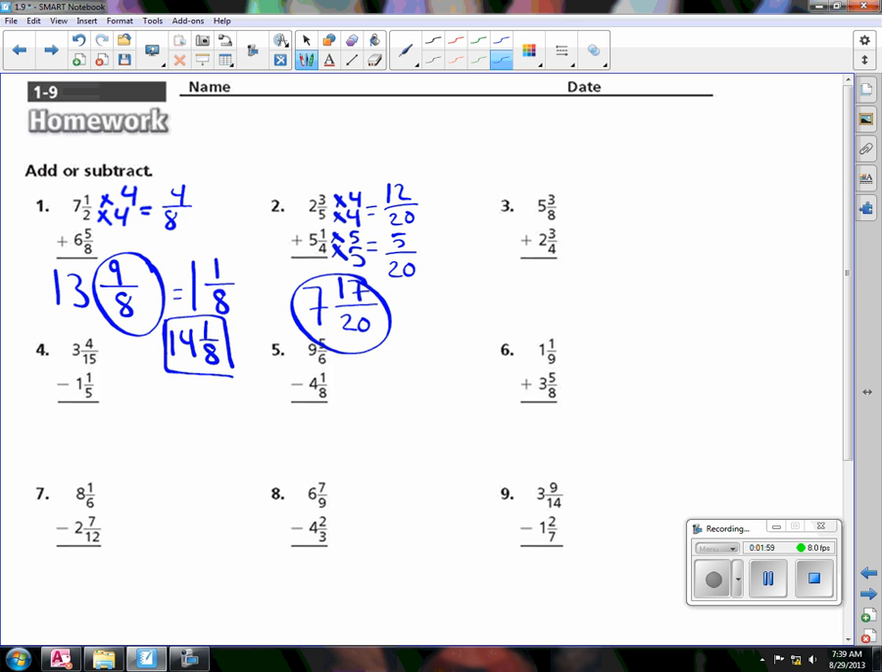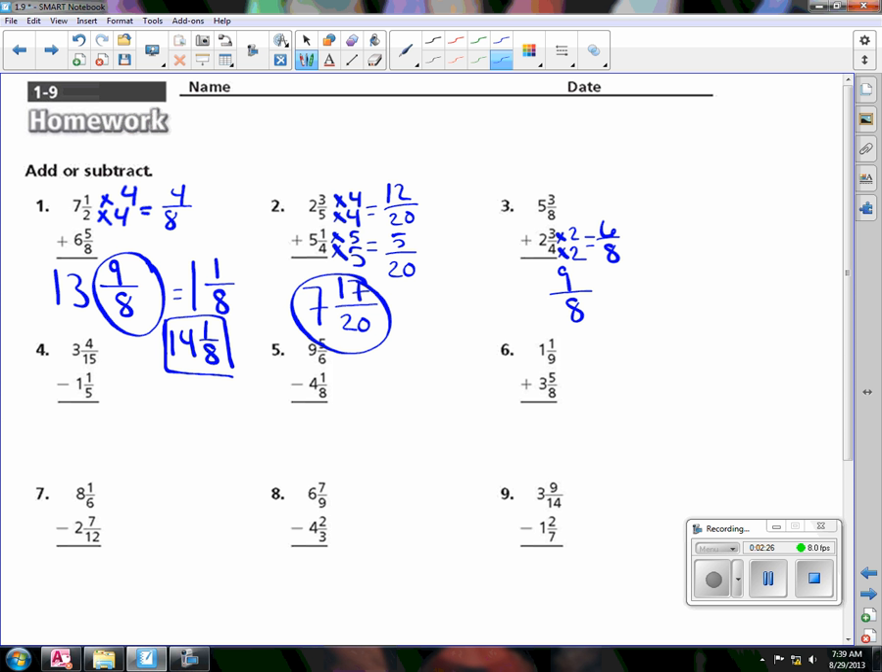Okay, let's try another one here. I see that I have 8s here. I have 5 and 3/8 and 2 and 3/4, so I can convert my fourths to eighths because I know my basic facts. Multiply by 2, I get 6/8, right? 3 times 2 is 6, 4 times 2 is 8, and now I can add. 6/8 plus 3/8 is 9/8.